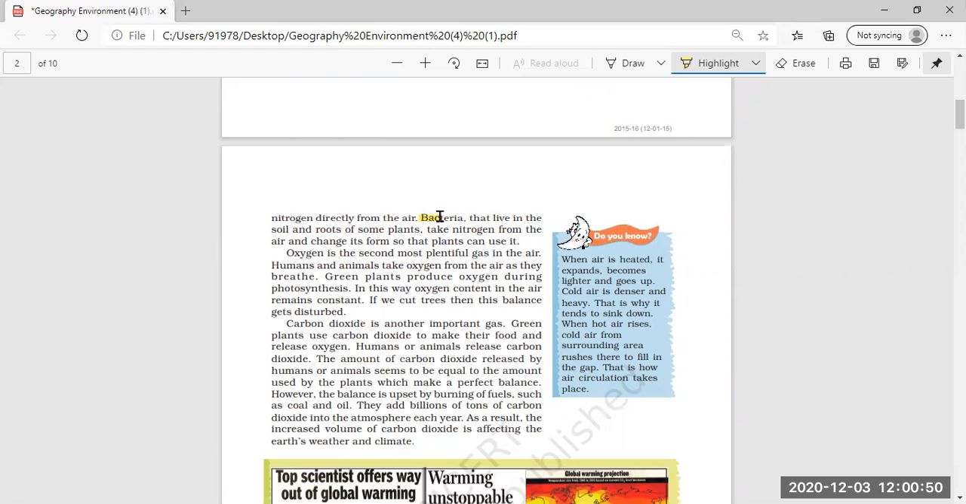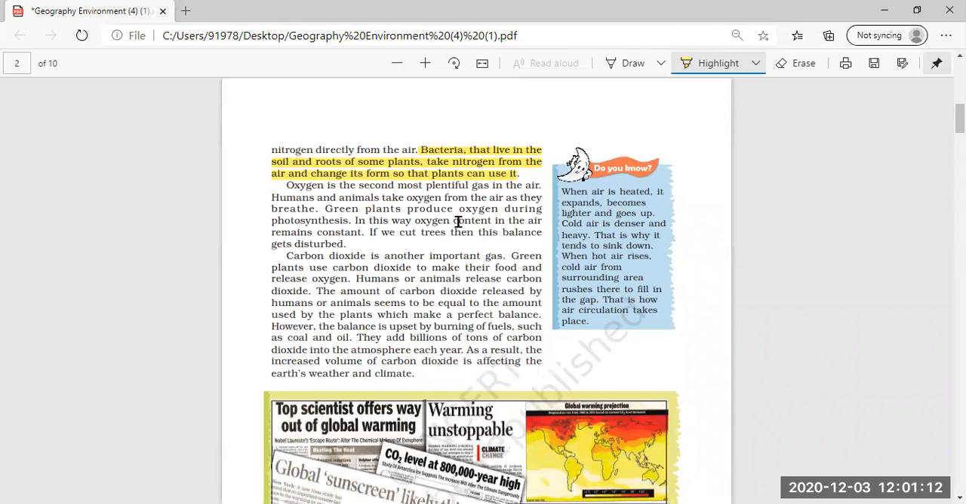You can underline this, how plants take nitrogen. Plants take nitrogen with the help of bacteria that live in the soil and roots of the plants. These bacteria take nitrogen from the air and change its form, and thus the plant can use it. Clear this much? Now, oxygen is the second most plentiful gas in the air.